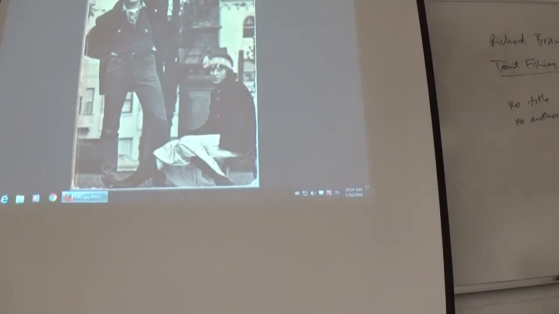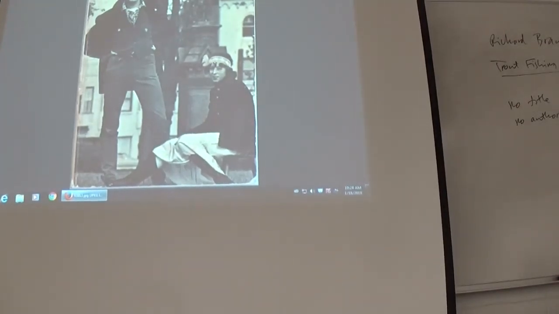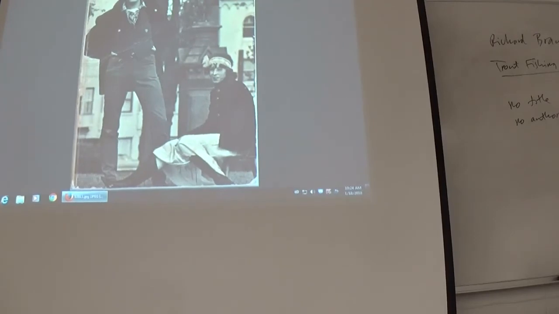Why do you think the publisher doesn't put this information on there? Why do you think they give you this cover with no title and no author? Because it's interesting. Yeah, because you're not used to seeing something like that, right?